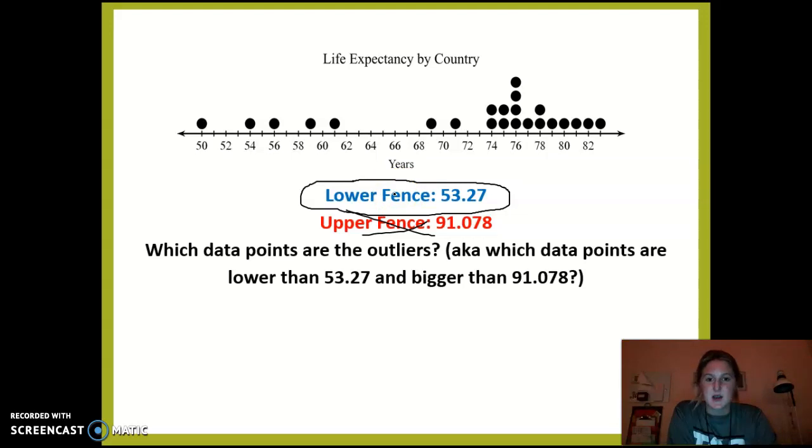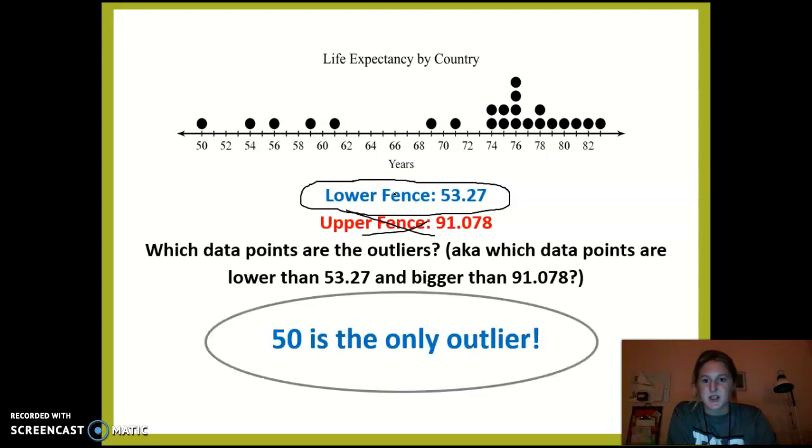Okay, are there any dots lower than 53.27? I found one, hopefully you just found one. This right here is an outlier. 50 is the only outlier based on our calculations.